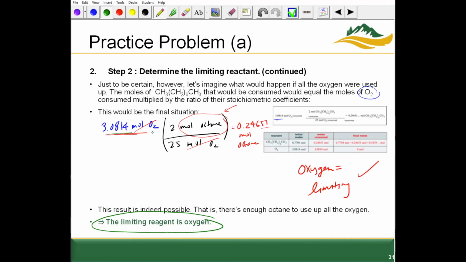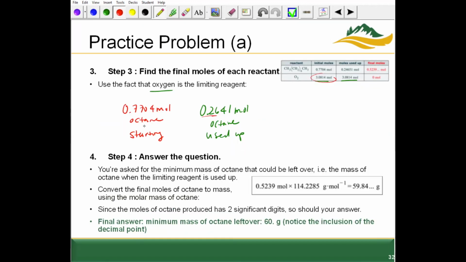When we start with this many moles of oxygen, we're going to need 0.24651 moles of octane. So we started with this many moles of octane. We started with this many moles of O2. To fully react our limiting reactant of O2, we end up needing to use up 0.2641 moles of octane, and we started with 0.7704. So taking this amount minus this amount means we have this much octane remaining, but importantly, it's still in units of moles. So we have this much remaining, and we were asked about the gram amount of octane remaining.